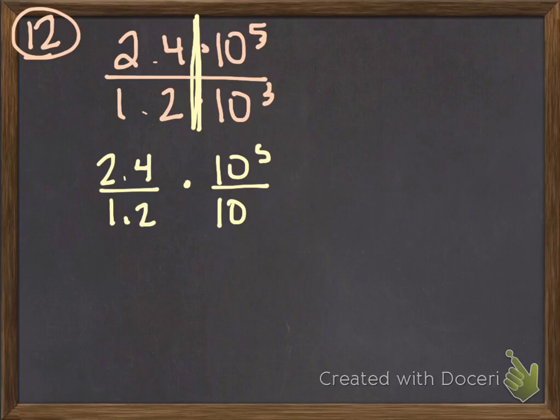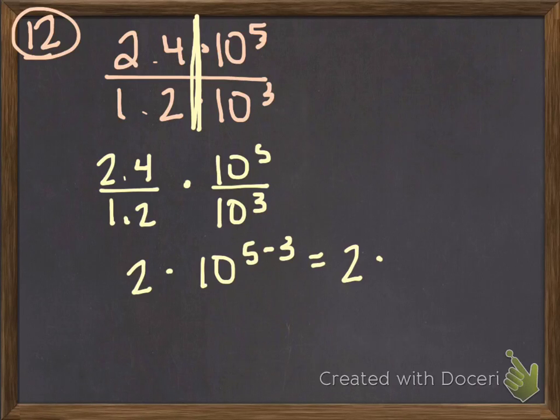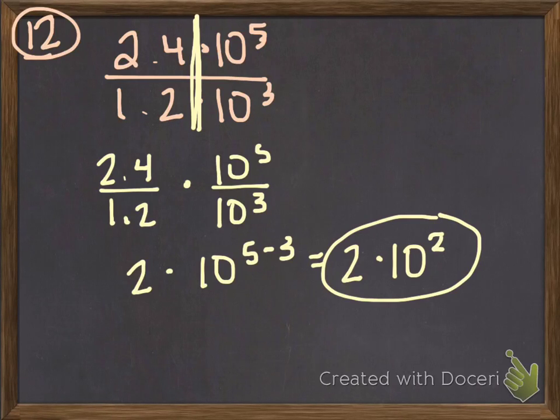We have 2.4 divided by 1.2 times 10 to the 5th divided by 10 cubed. This is a division problem. It is not a subtraction problem. So 2.4 divided by 1.2 is equal to 2. Okay? And then you subtract the exponents. You do not subtract the coefficients. Okay? So we have 10 to the 5th minus 3. We get 2 times 10 squared, and that's our answer. We keep it in scientific notation because that's how it was given to us.